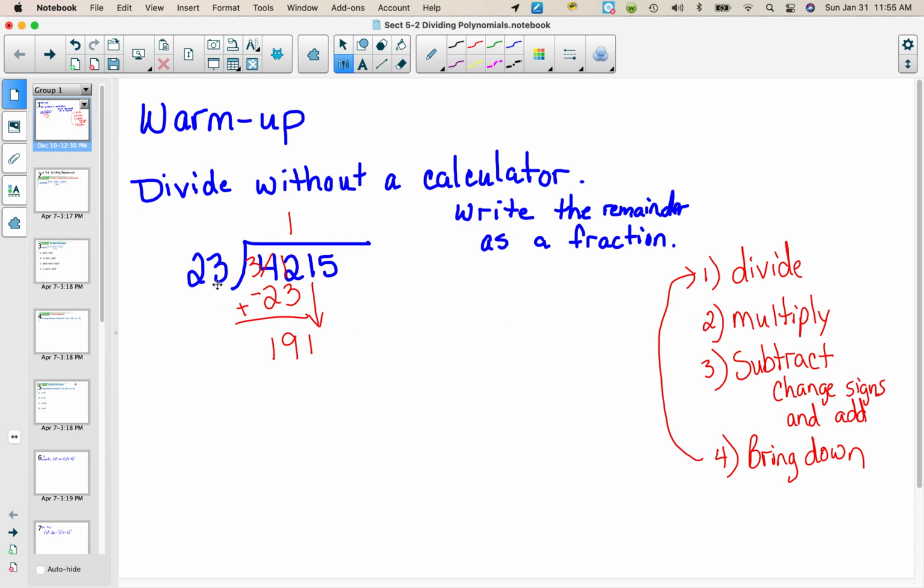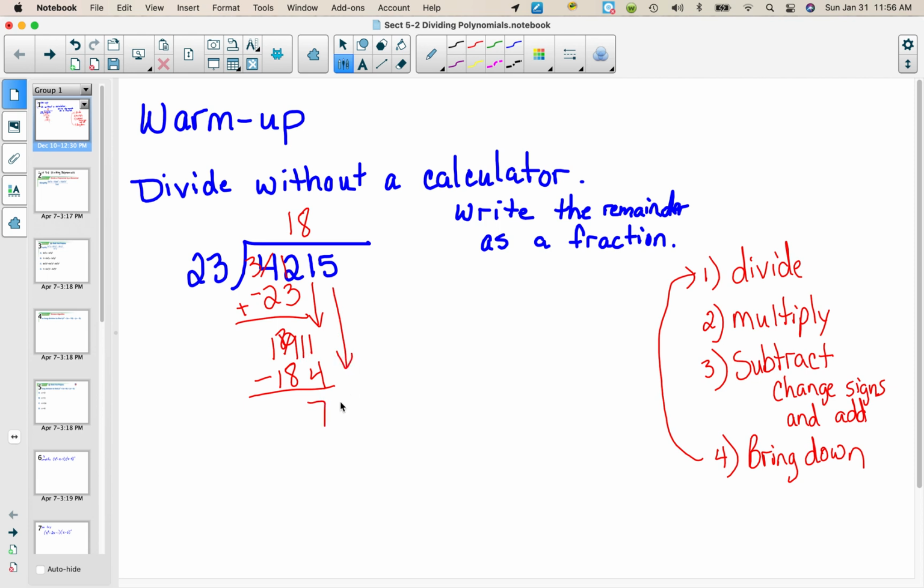So we're going to divide. So 23 goes into 191, and you might try guessing a few things. 9 is going to be too big. It looks like it would be 8. And then after you divide, you multiply. We get 184. Then you would subtract or change it to the opposite. And well, here, it's okay, we'll just subtract. We're going to be doing it with polynomials in just a minute.